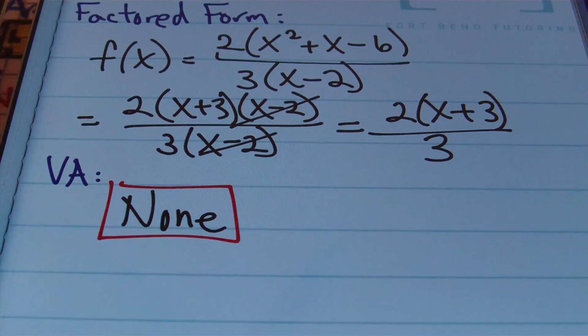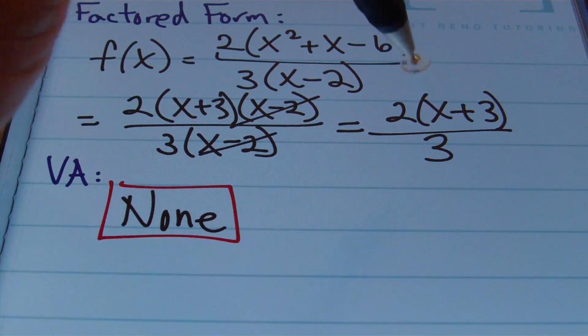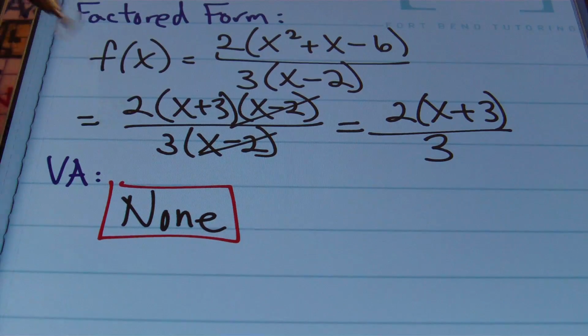We need to have a factor with the variable x in the denominator in order to set it equal to 0 to find a vertical asymptote. If you cannot do that, you will not have a vertical asymptote for that function. That's right. In this case, we'll have a hole. All right, that is problem number 5.